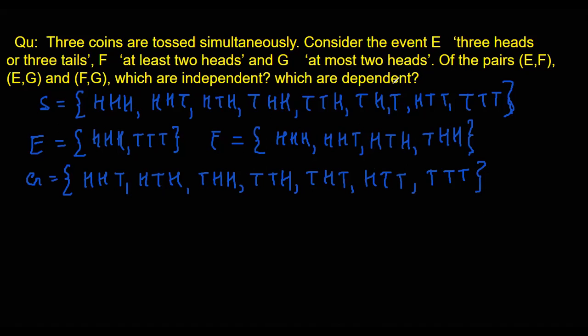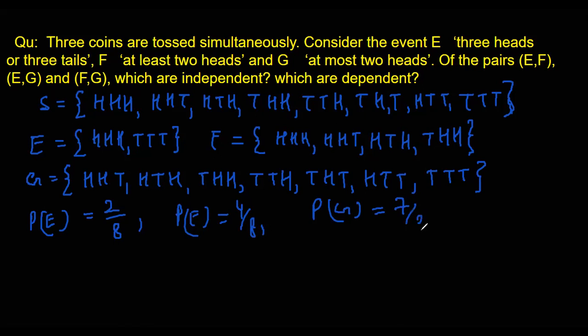If two events are independent, we know the condition for that. If the events are not independent, they will be dependent. So let's check for each. So P(E) is what? Let's see P(E). How many elements are there? Two. So it will be 2 by 8. Total are 8, right? And what is P(F)? For F, I have 1, 2, 3, 4. That will be 4 by 8, which is 1 by 2.